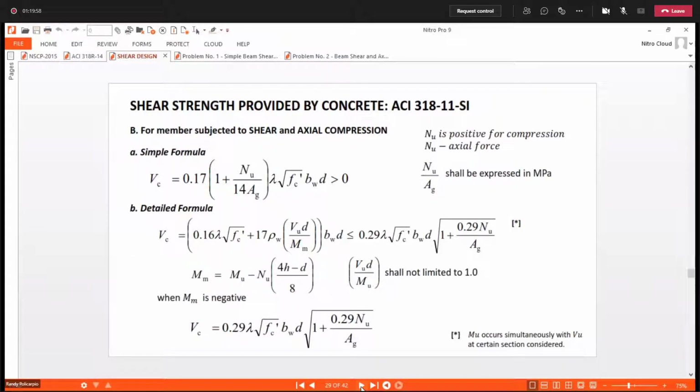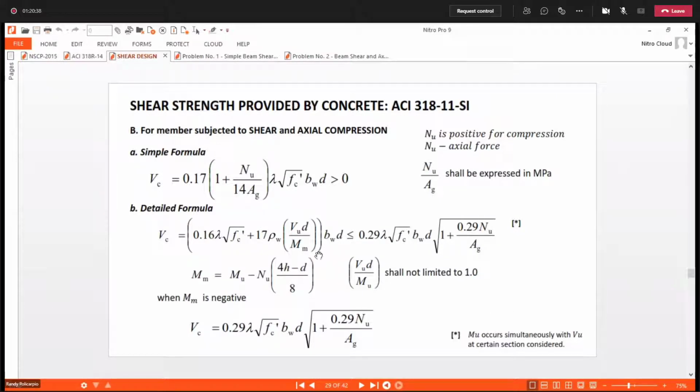Okay, how about when your member is subjected to shear and axial compression? Ito naman yung formula natin. So ito yung simple formula. It should be greater than 0, no? Hindi pwedeng negative ang result, ha? Yung NU natin, positive for compression. Ano itong NU natin? It is the axial force. NU over AG must be expressed in megapascal, so the ratio.